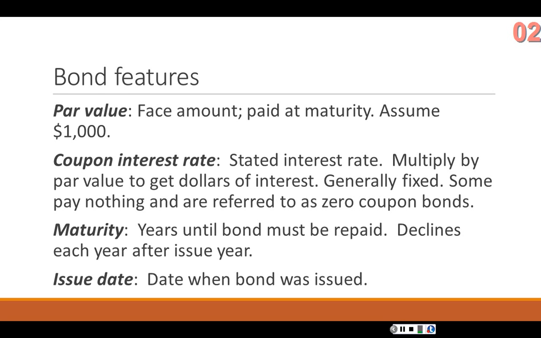The maturity of the bond is the number of years until the bond must be repaid. It declines each year until after the issue year. The issue date is the date when the bond was issued.